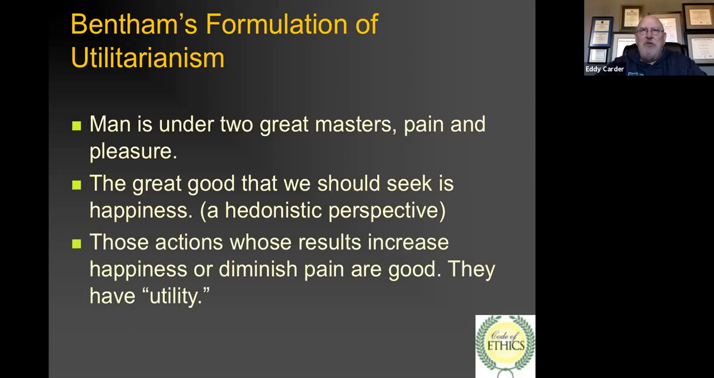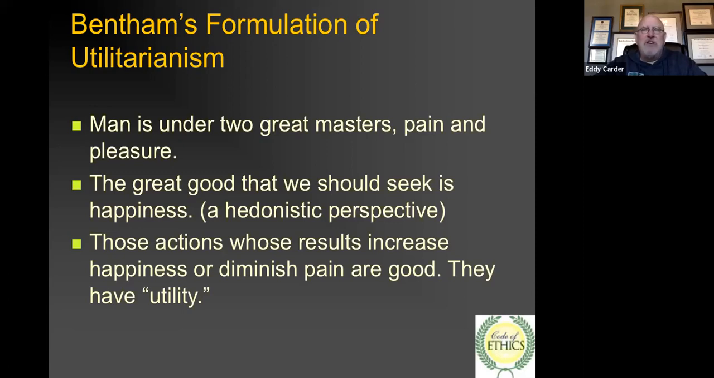In other words, they have utility. Utility basically means they serve a purpose, they have a function, they have an impact, they have a practical benefit. That's the way I would think of it, in terms of a practical benefit. Those actions whose results increase happiness or diminish pain are good. So, if we go to a stage play and we enjoy the arts or the theater, or if we go to a musical concert and we enjoy that, then that's good. It has a practical benefit. It makes us feel good. We enjoy that moment in our lives and we pursue those kinds of things.